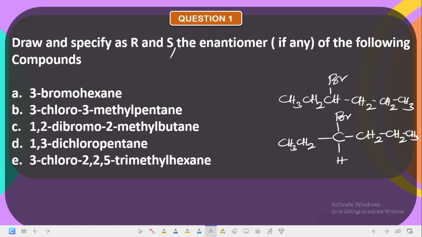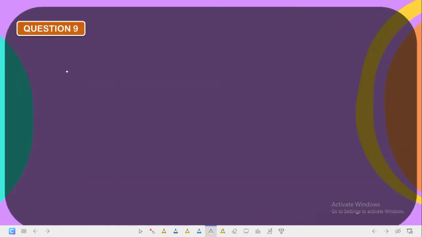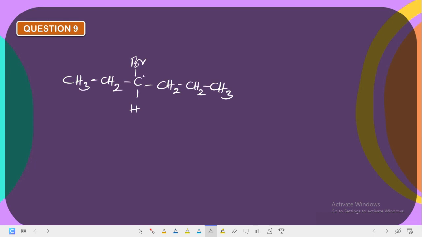Now look at them. Are there 4 groups around this particular compound? Are there 4 groups around it? 4 different groups. So it has a chiral carbon center. Is that not so? Now we bring it out to a new page so that we will not confuse the whole thing. We have CH3, CH2, C, this Br, this is what? H, and here is what? CH2, CH2, CH3.